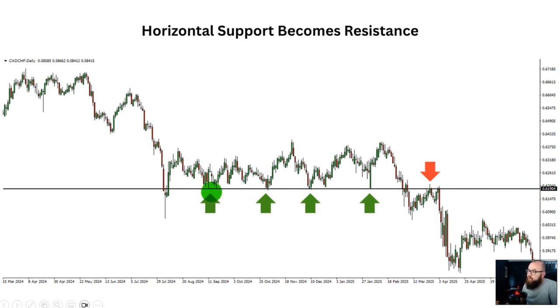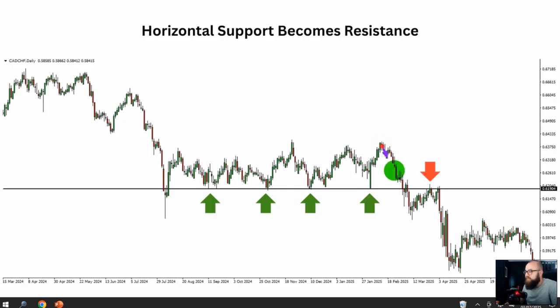0.62000. Support, support, support, support. Price breaks below the support area. Okay, we break below that level. Price then becomes resistance. So this is the break below. And it becomes resistance. So what was reversing price from bearish to bullish is now reversing bullish to bearish.